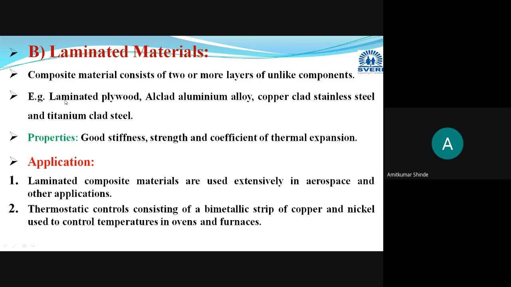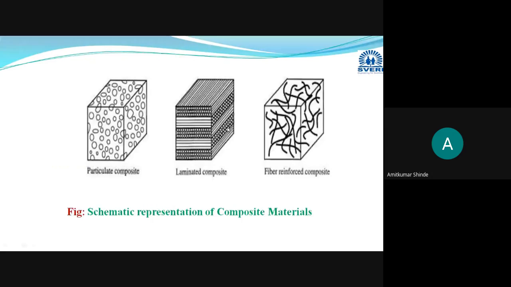Then after this, laminated materials will be there. You can refer to this second diagram. These are the laminated materials. Laminated materials consist of two or more layers of different components. Different components, two or more layers will be added. This is your matrix material, and two or more layers will be added. This is shown by these white colors.